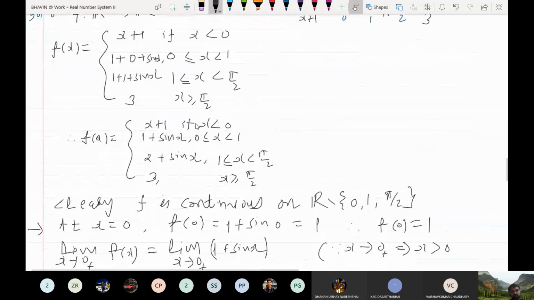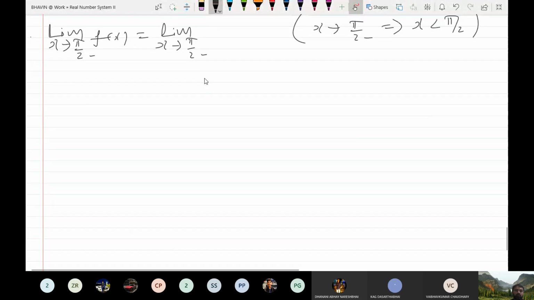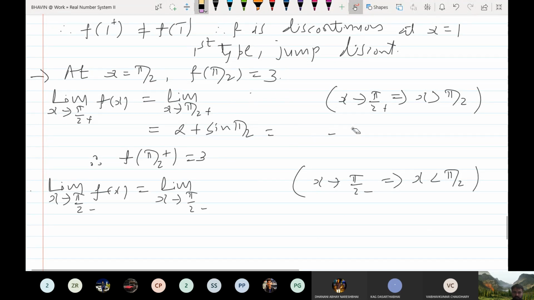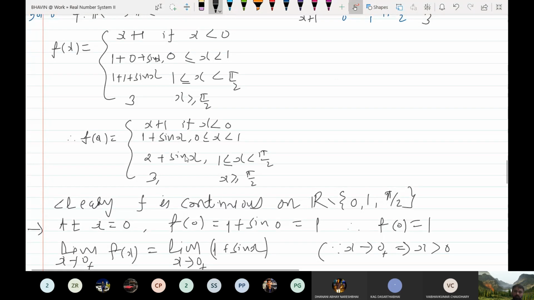See what comes here: x is bigger than pi by 2, then the function takes value 3. Sorry, we should correct here. I have made one mistake. What you should write here, just the final answer will remain the same, but this is not true. So this is 3 and this is 3. Clear? And here you will get 2 plus sin x. x is less than pi by 2. So x is less than pi by 2, therefore the function takes value 2 plus sin x.